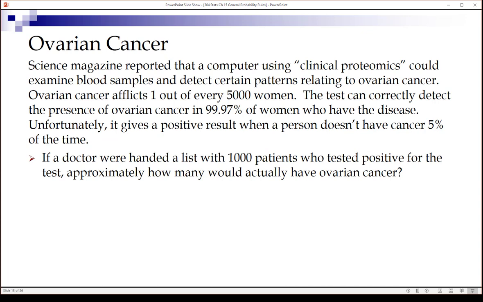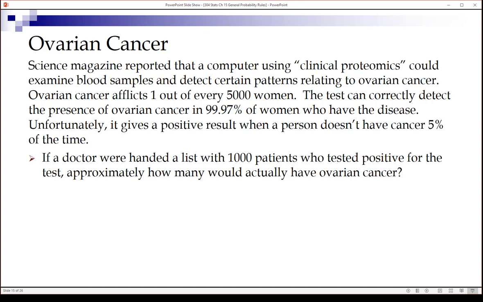Science Magazine reported that a computer using clinical proteometrics could examine blood samples and detect certain patterns relating to ovarian cancer. So this is absolutely true. Ovarian cancer afflicts approximately 1 out of every 5,000 women. The test can correctly detect the presence of ovarian cancer in 99.97% of women. So that means that if a woman actually has ovarian cancer, this computer program can look at your blood, and 99.97% of the time, it's going to say you have ovarian cancer if you actually have ovarian cancer.